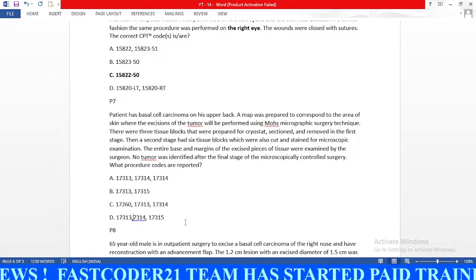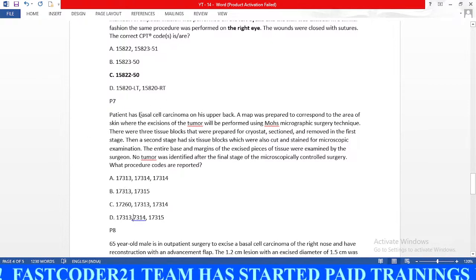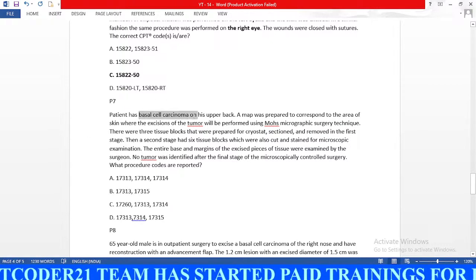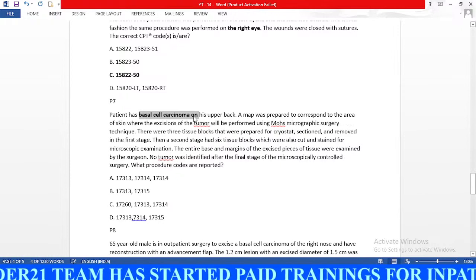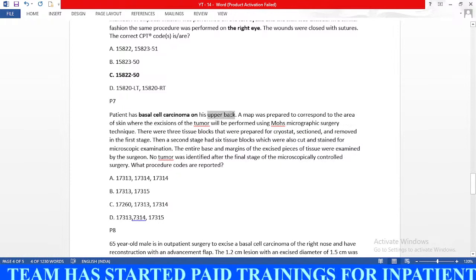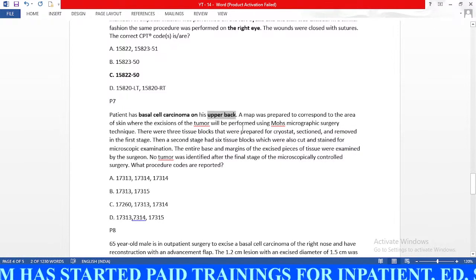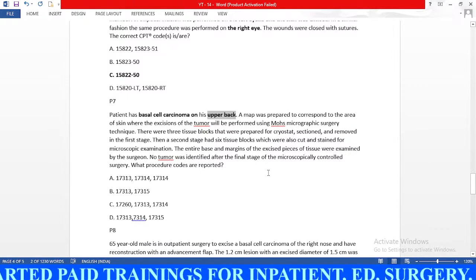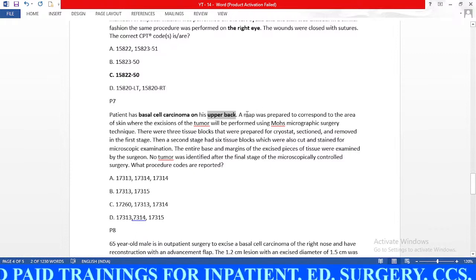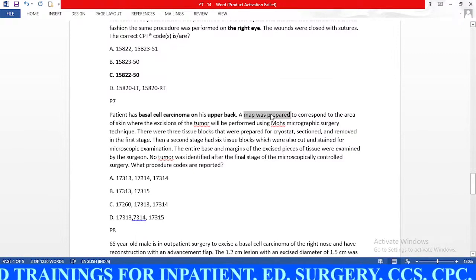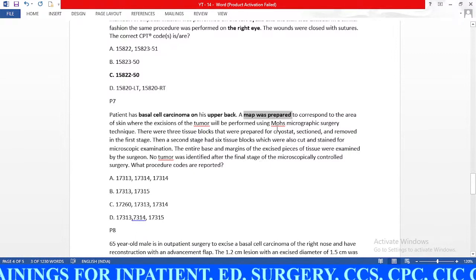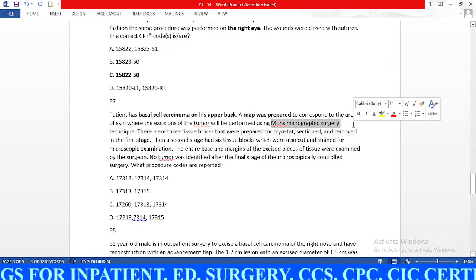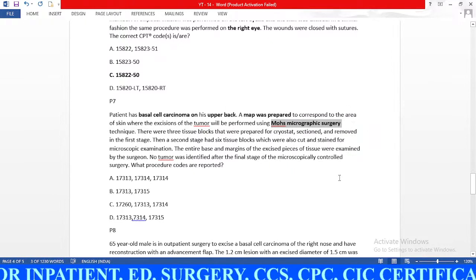So we will discuss the answer here. Basically Mohs micrographic surgeries are performed for carcinomas. Here the location is the upper back. In order to perform Mohs micrographic surgery, the physician needs to map the area. So this is the keyword here for us, Mohs micrographic surgery.